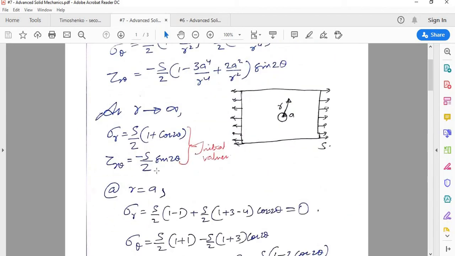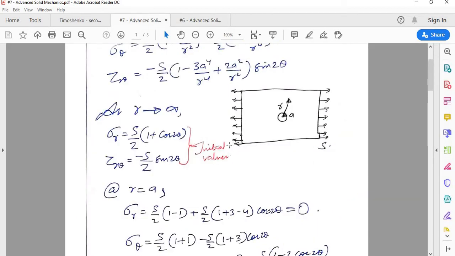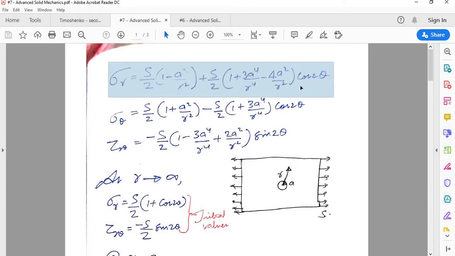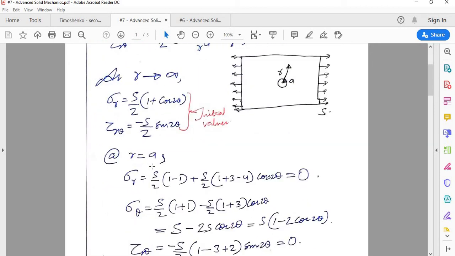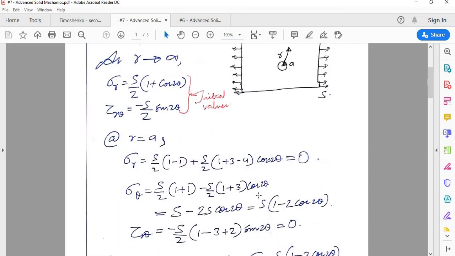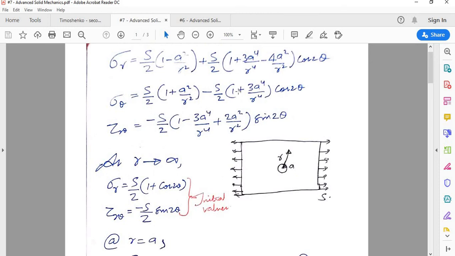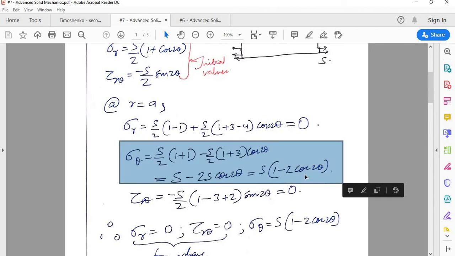Now let us look at the internal boundary condition. Remember, this is a plate with a hole. At the hole boundary there are no stresses, or sigma r and tau r theta are 0. In this expression we substitute r equal to a. This expression also we substitute r equal to a. We will get that both of them are 0. Sigma r and tau r theta are 0. Now when you substitute r equal to a in sigma theta, you get the following expression.